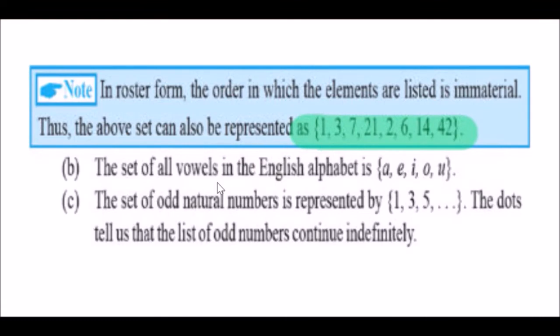In the same way, the set of all vowels in the English alphabet, like A, E, I, O, U, is a set. The set of all odd natural numbers, like 1, 3, 5, because this is infinite, indefinite, is also a set.